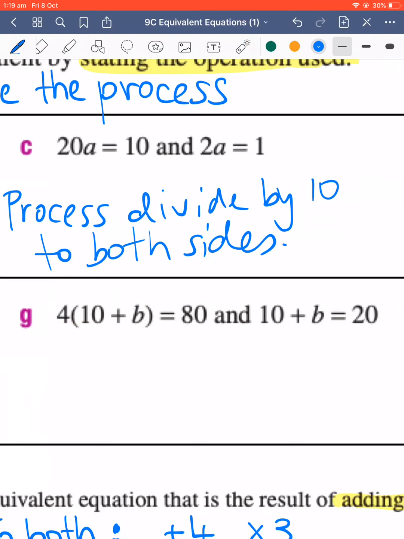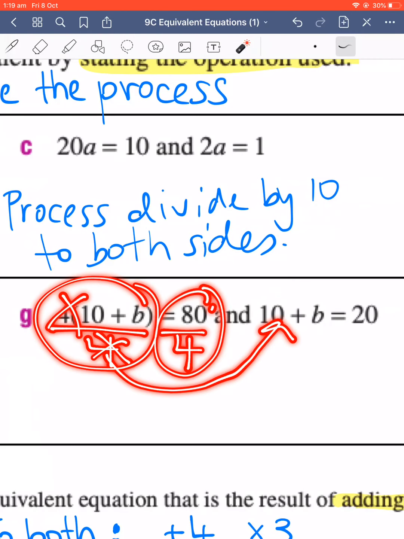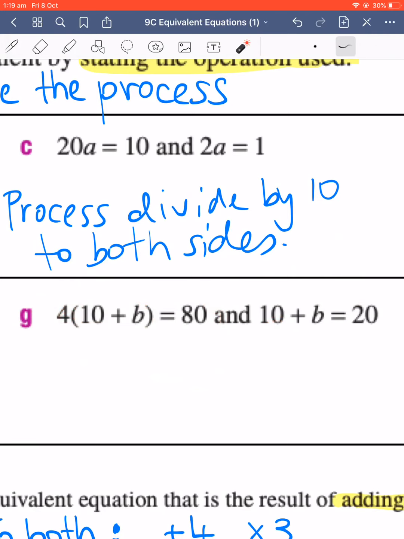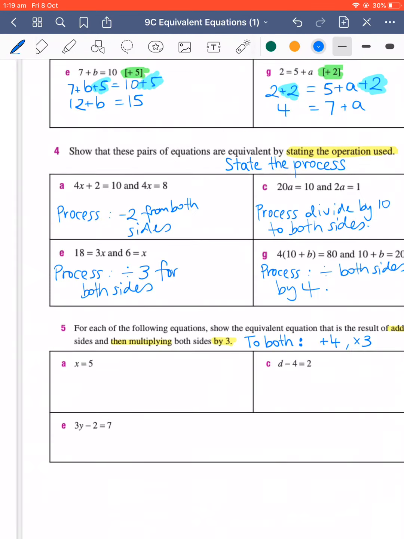So let's do that. To undo my multiply by 4, I have to divide by 4, and what I do to one side, I do to the other. So those two will cancel out, and that'll give me just 10 plus b. And then 80 divided by 4 does indeed give me 20. So my process for this one, I have divided both sides by 4. Beautiful. On to question number 5.